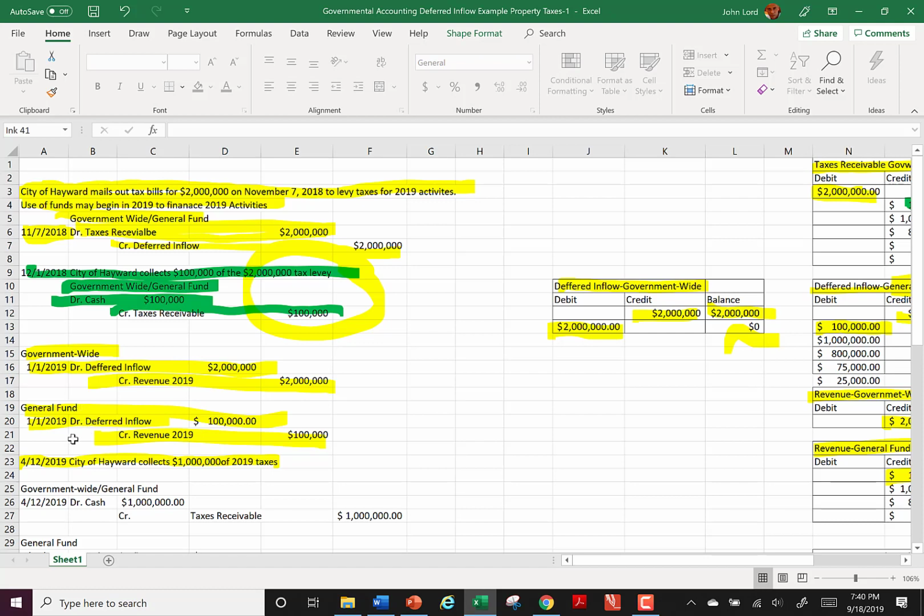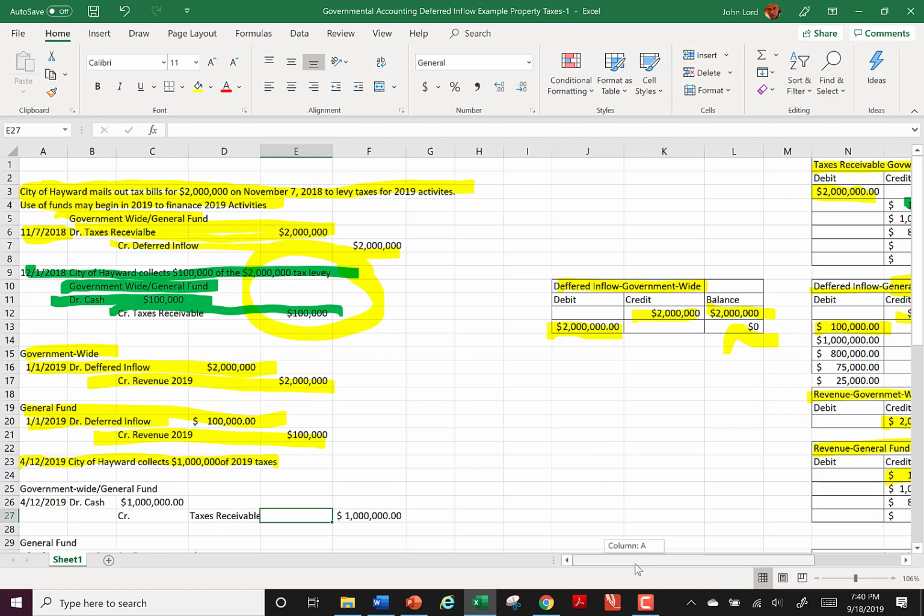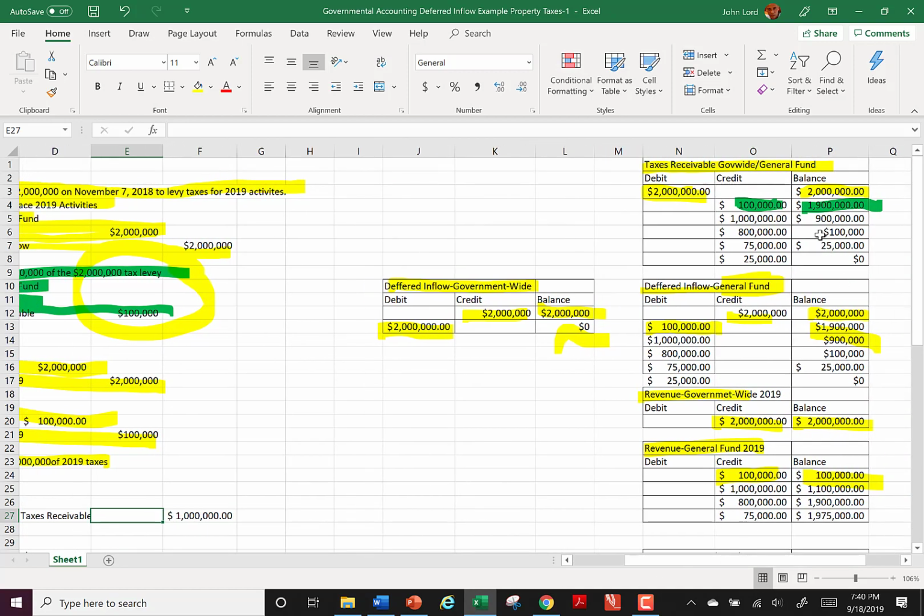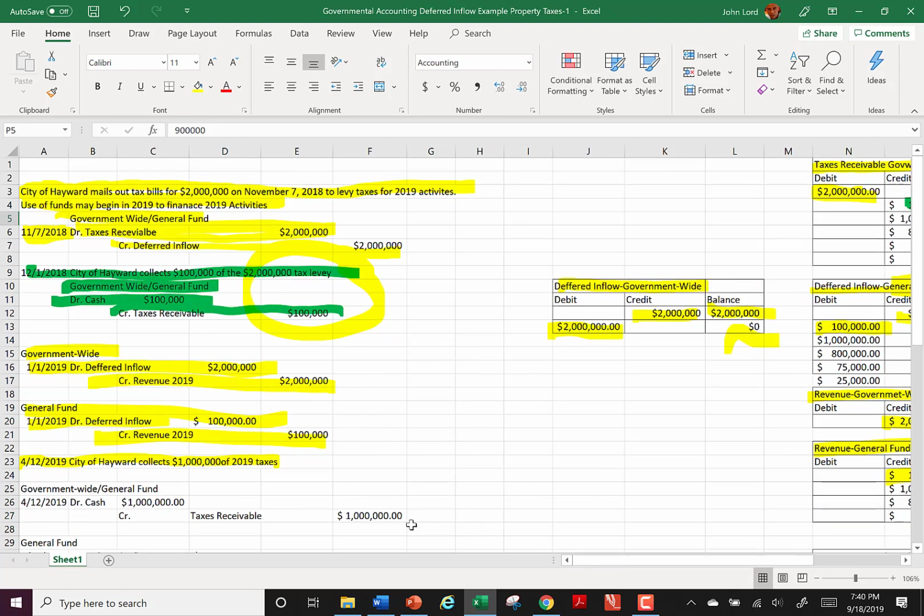Now we go ahead and say in April of 2019, we're now well into 2019, we collect another million. When we collect that million, we debit cash, credit taxes receivable. That's a piece of cake. Right? So when we credit the taxes receivable for $1 million, we still got 900,000 left to go. That's the same both government-wide and fund level.